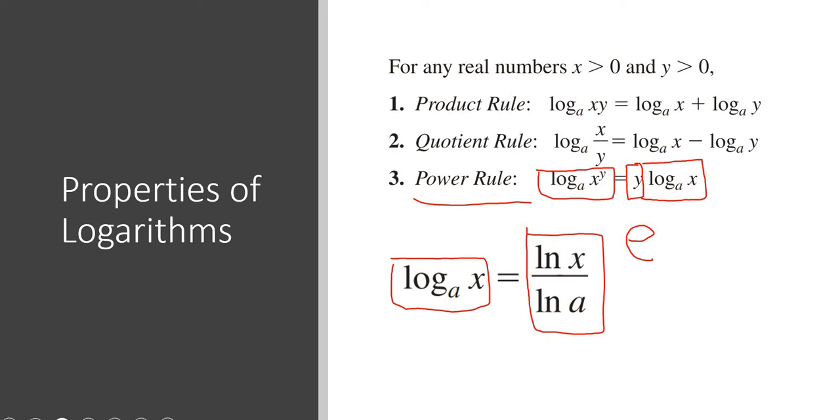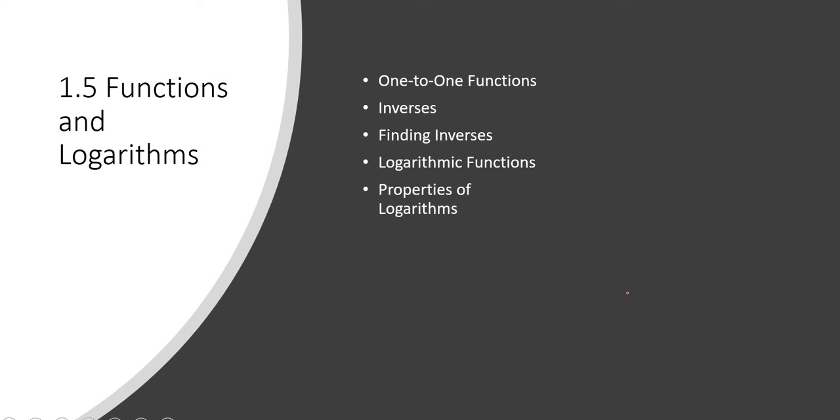So ln is just a log that has a base of e, which I recall was 2.7 something. e is a natural constant that pops up in nature a lot, known as the Euler number. So if you ever see ln of x, that's the same as saying log base e of x. And that's going to wrap up section 1.5, dealing with functions and logarithms, just a brief recap of these subjects.